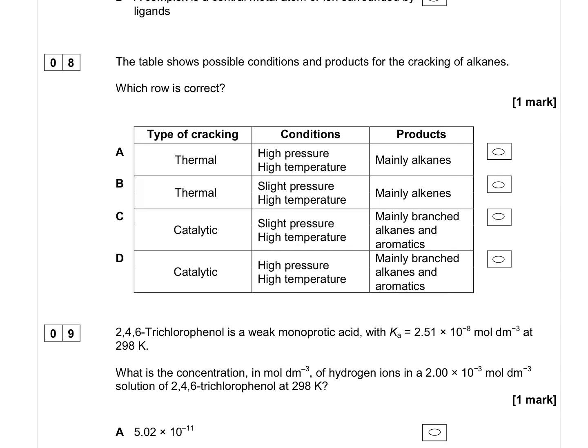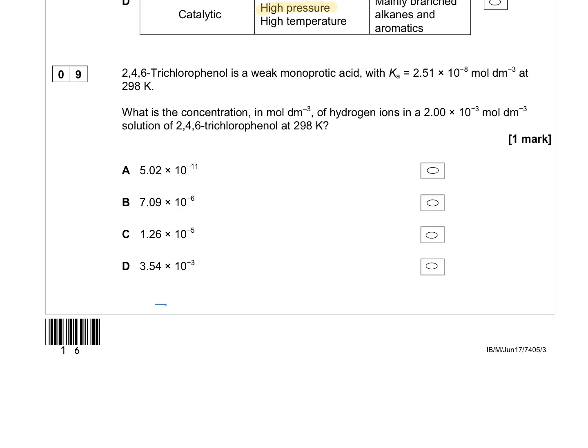So question 8 is about cracking. I'm going through each line and highlighting the bits that are wrong. We know thermal cracking is high pressure, high temperature and produces mainly alkenes, so neither A or B are correct. And we know that catalytic cracking happens with a slight pressure and a high temperature, so D is incorrect.